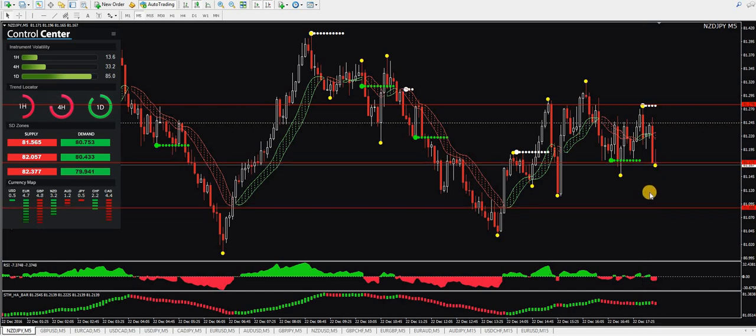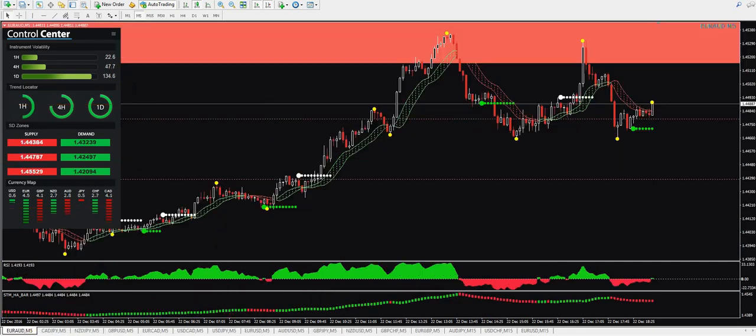All right, so this is where we stand right now. Like I said, down here you can see red, green. And that's basically translating into a really sideways market with a lot of wicks, you can see. But we'll watch it and see what happens. All right, be back with you guys momentarily.